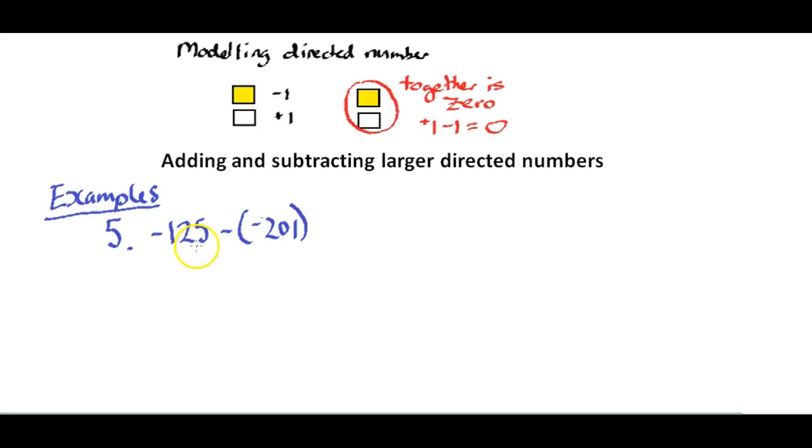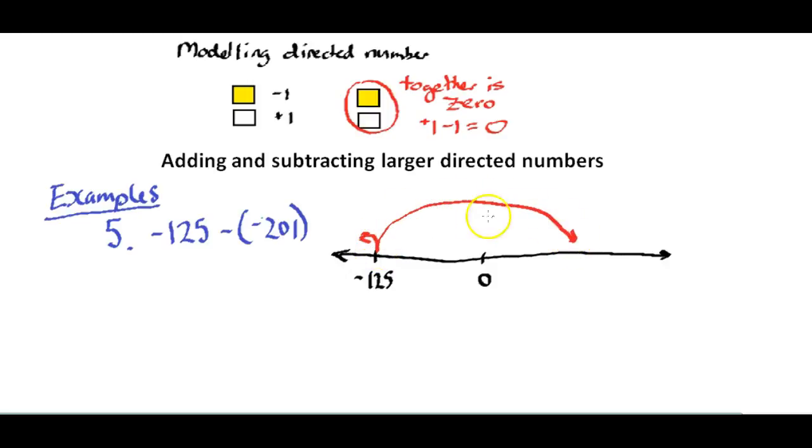So for my fifth example, we're going to start at negative 125. We're going to subtract negative 205. So we'll draw our number line, mark on negative 125 here, and zero over here somewhere. And I'm going to subtract. So when I subtract, because of that minus sign there, I'm going to face the negative direction. But I'm subtracting a negative number. So I'm going to walk backwards 201 units. You can see that's going to take us past 0 up into the positive numbers.